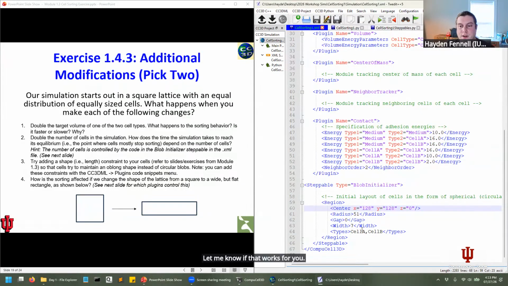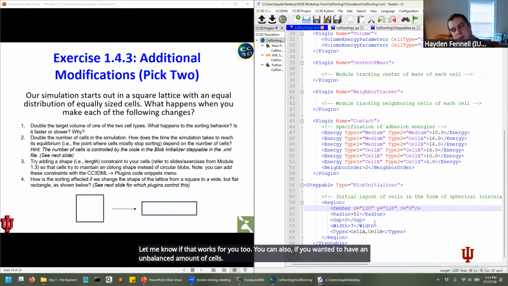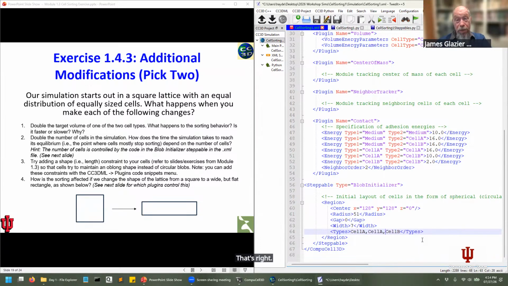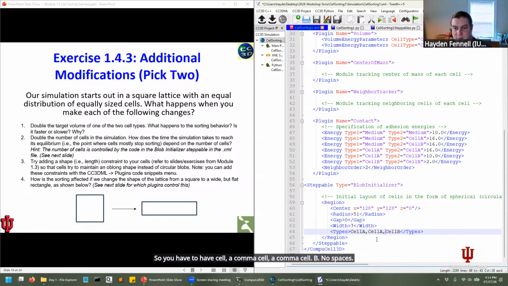You can also, if you wanted to have an unbalanced amount of cells, and James, you'll have to check me on this, you do cell A twice, cell A, cell A, cell B. That's right. The one thing is you can't have a space. So you have to have cell A, comma, cell A, comma, cell B, no spaces. And then this would create a 2/3 cell A and 1/3 cell B arrangement.